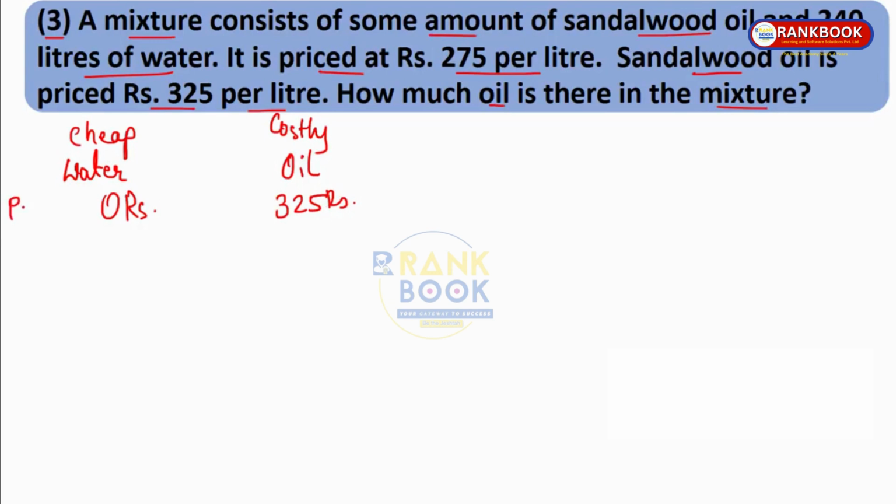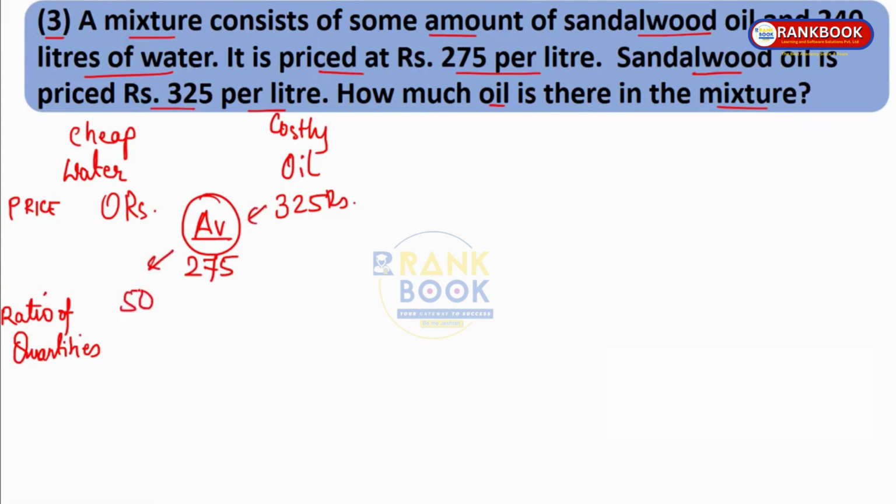So here we will have the price and here we will have the ratio of quantities, the quantity of water to oil. Since there is cheap and costly, you will have the average, or the mixture, price of the mixture over here. What is the price of the mixture? 275. Let's calculate. You will have 325 minus 275 as 50, 275 minus 0 as 275. So the ratio is 50 to 275. Divide by 25, you will get 2 to 11. This is the ratio of water to oil.